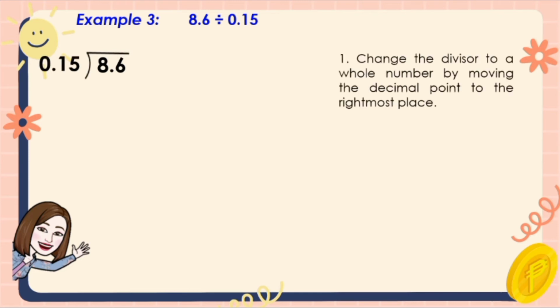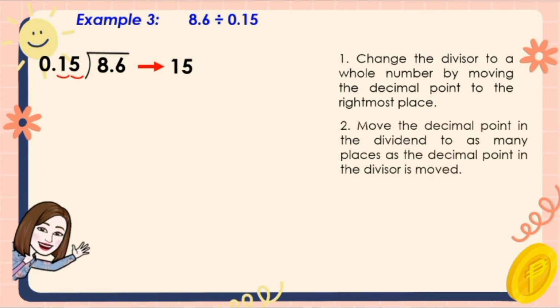Step 1. Change the divisor to a whole number by moving the decimal point to the rightmost place. So, our divisor is 15 hundredths. So, ililipat natin ang decimal point 2 places to the right. Kaya, ang 15 hundredths ay magiging 15.